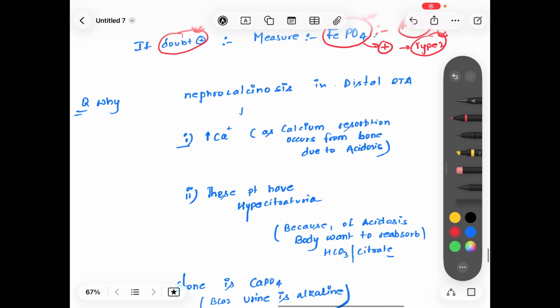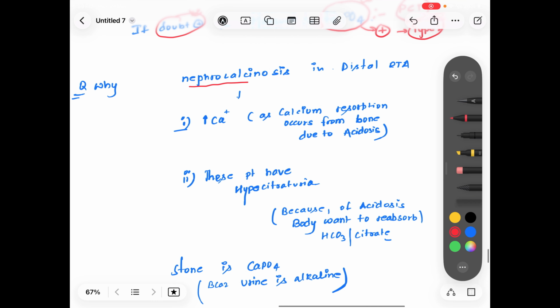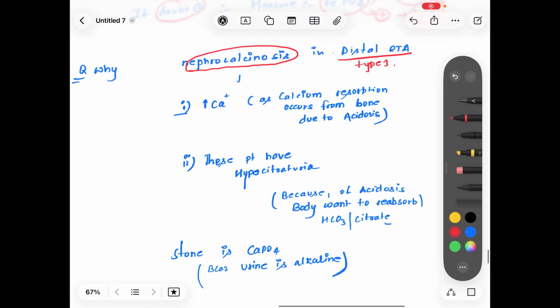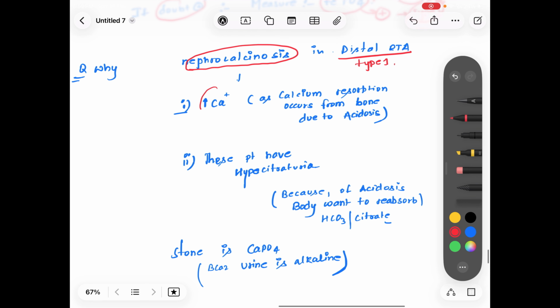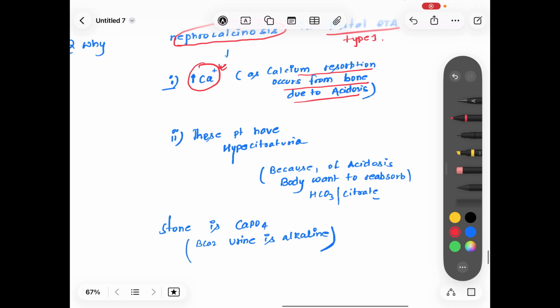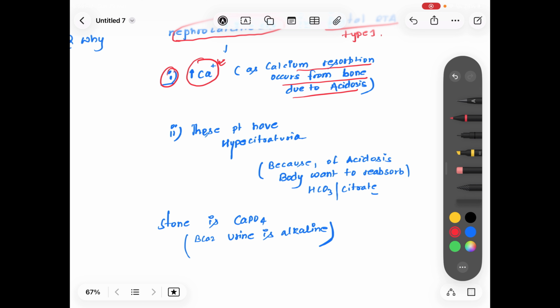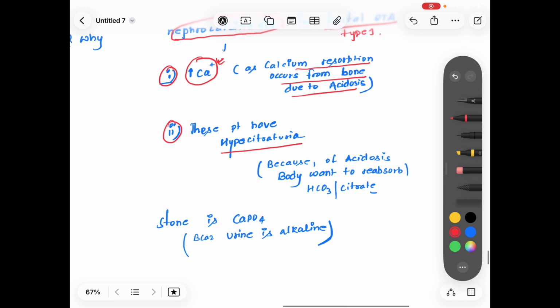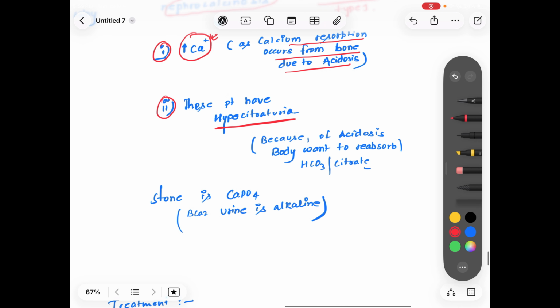So now, next is why there is nephrocalcinosis in distal RTA or type 1 RTA. Because of acidosis, there is increased calcium resorption from the bone because of severe acidosis. And the second factor is hypercitraturia. Because of acidosis, the body wants to absorb more bicarbonate. Along with bicarbonate, it absorbs citrate also.